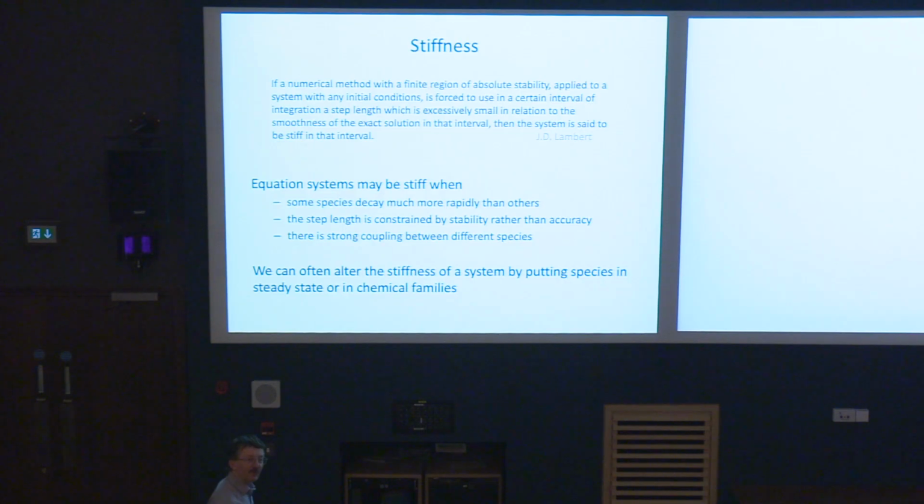One problem we have in chemical systems is stiffness. This is basically when you are forced to take really small time steps. You don't really want to have to do so. Some examples where this might be is when some species decay much more rapidly than others.